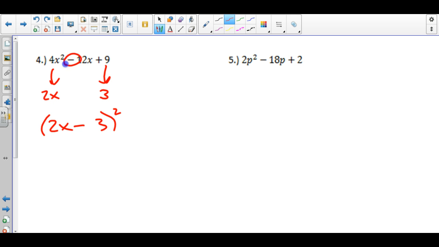The reason for the minus is this sign right here. Okay, so if this were to be a plus, you would just bring a plus down. Okay, and that is it. This is the factored form of that perfect square trinomial.